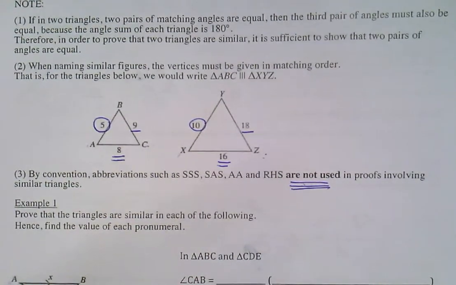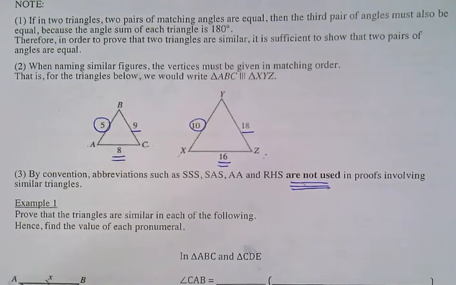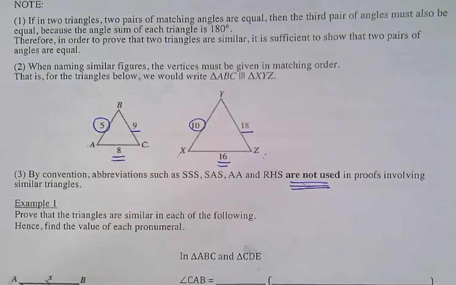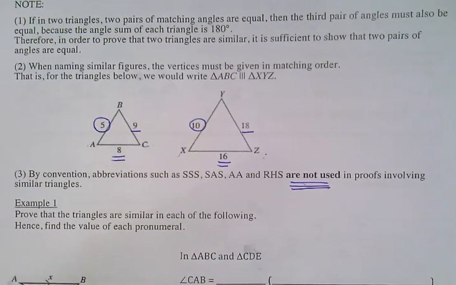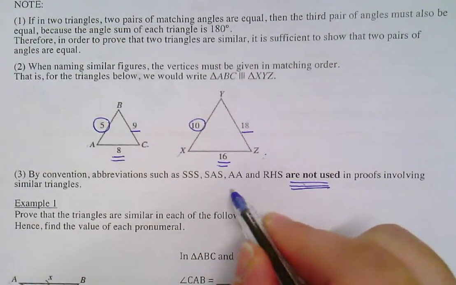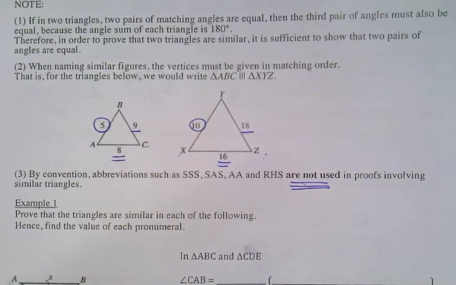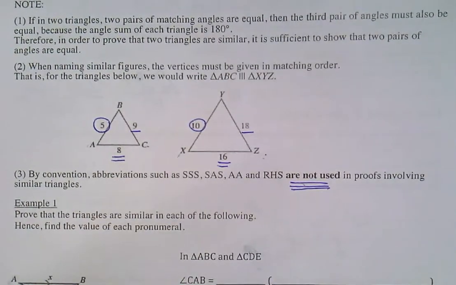By convention, abbreviations such as SSS, SAS, AA and RHS are not used in proofs. You must put the writing. The reason is because SAS, RHS means sides are same length, not in proportion. The only one that would be acceptable would be AA because there's no AA in congruence. AA means 2 equal angles, but just use equiangular.